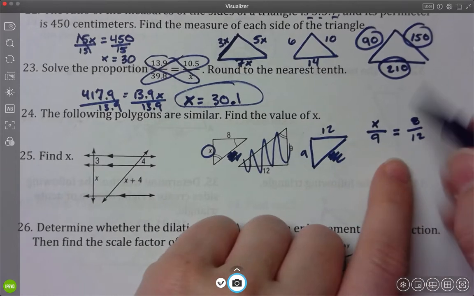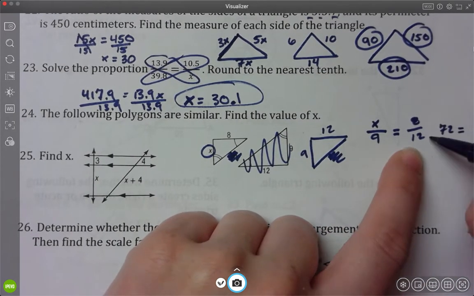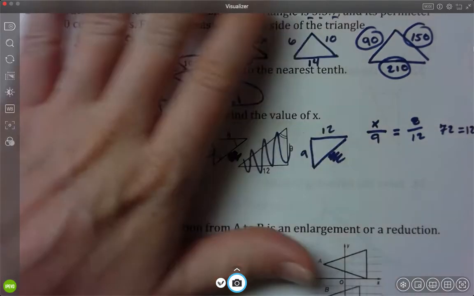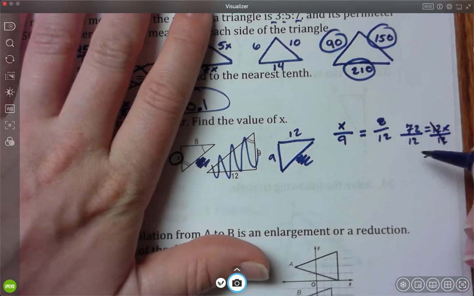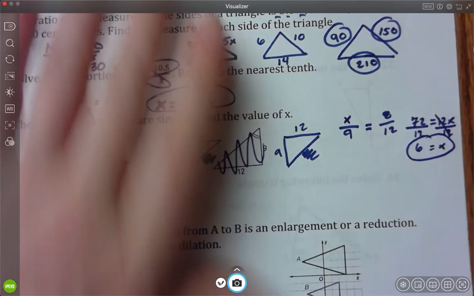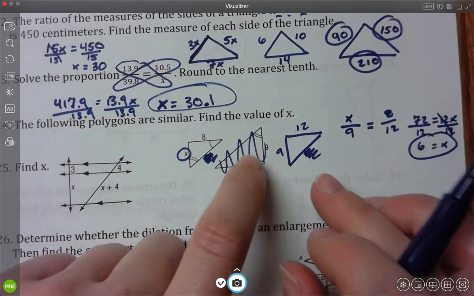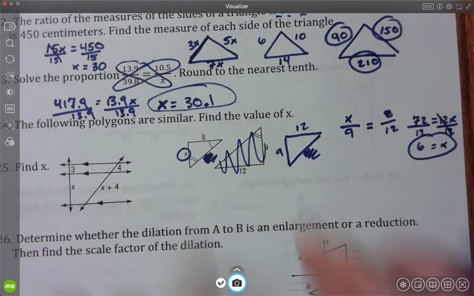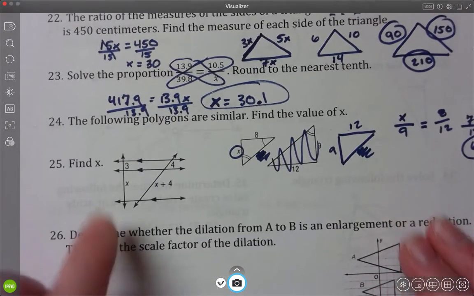Okay, so then I cross multiply. 9 times 8 is 72. 12 times x is just 12x. If I divide by 12, 72 divided by 12, you might know what that is in your head, is 6. That's what x is. So, find the value of x. It might help to rewrite the triangles so that they're facing the same direction, and then you can clearly see what's going on. Okay. Next one.